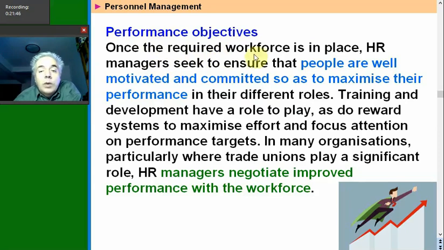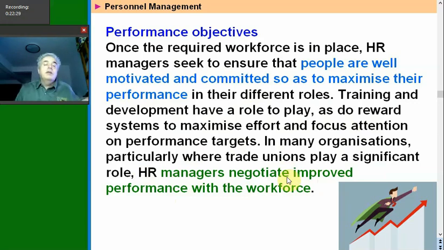Once the required workforce is in place, human resources managers seek to ensure that the people are well motivated and committed so as to maximize their performance in their different roles. Training and developing have a role to play, as do reward systems to maximize effort and focus attention on performance targets. In many organizations, particularly where trade unions play a significant role, human resources managers negotiate improved performance with the workforce. So a lot of countries have trade unions, right? So a human resources manager has to negotiate with them.